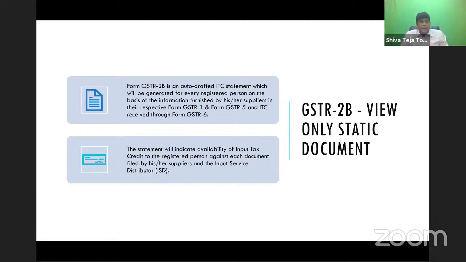Next point. This statement will indicate availability of ITC to the registered person against each document filed by his or her suppliers and the input service distributor. In short, it is ISD. And as we discussed, ISD can distribute credit only to their branches who have the same PAN. The point to be noted is that credit distribution they cannot do in whatever manner they want. They should distribute in the ratio of turnover during the preceding financial year. And if turnover during the preceding financial year is not available, then turnover during the preceding quarter is considered. Interesting, guys. Next point.